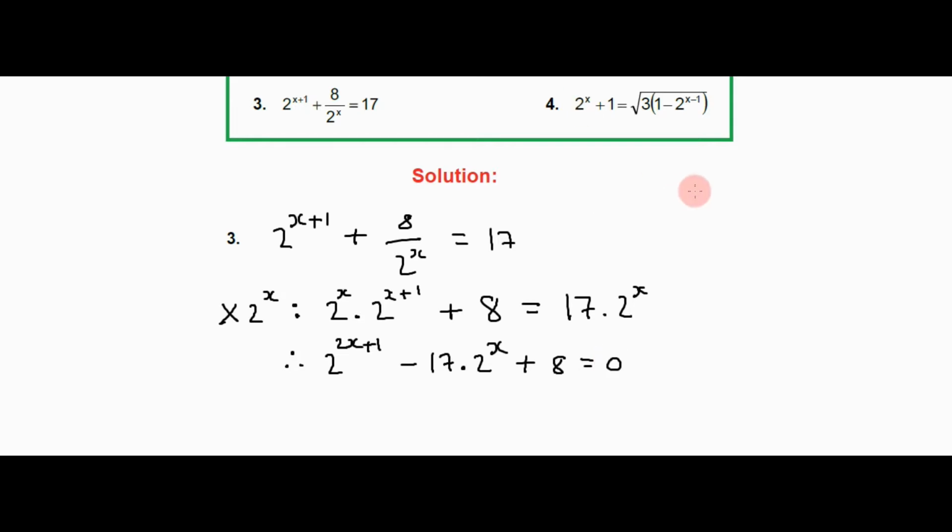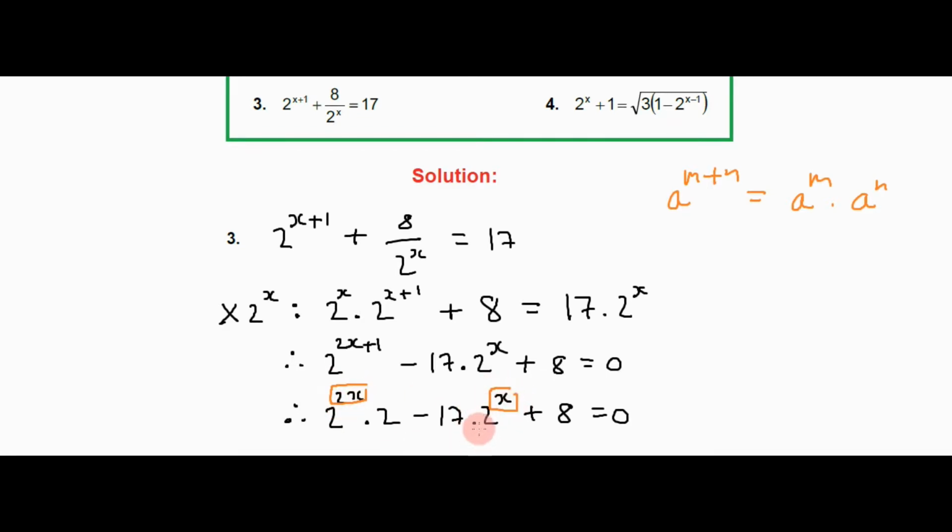Now we're going to use the exponential law that says a to the m plus n is a to the m times a to the n in order to split up the first term. So we can write the first term as 2 to the 2x times 2 to the 1, or just 2. And now we have a trinomial because the first power is twice the second power in the equation.